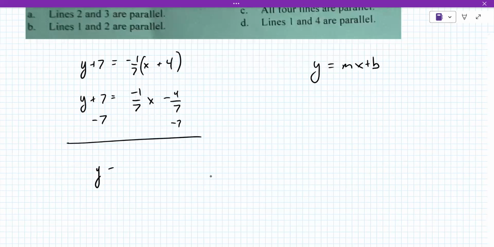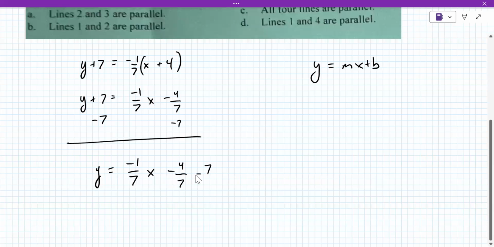So this is y equals -1/7x minus 4/7 minus 7. Now you might be wondering why we're not going to combine these. It's because you only need the slope. Does this value affect the slope? This -4/7 minus 7, does it affect the slope? No, the slope is just the number in front of x. The slope is -1/7.